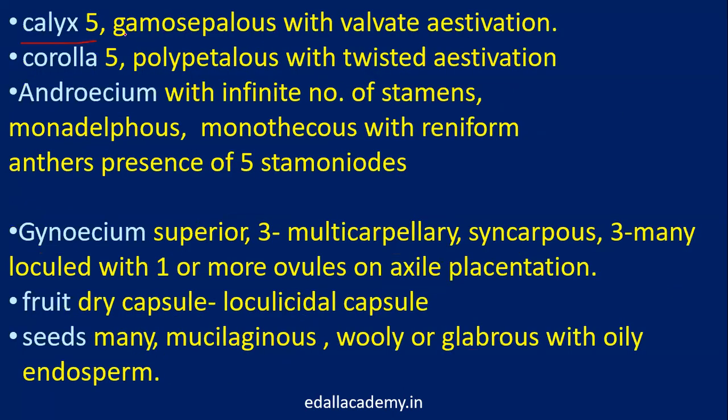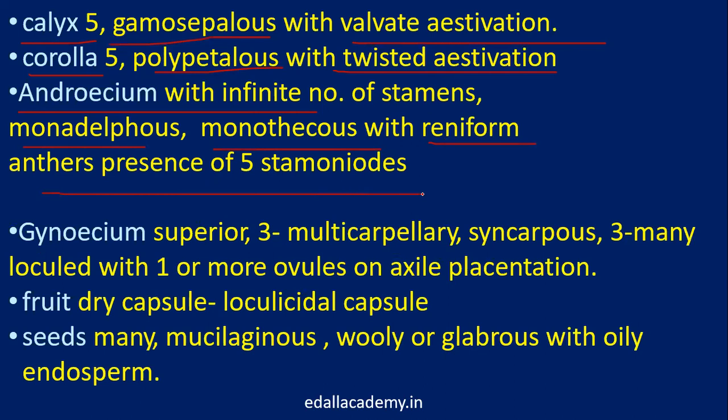Calyx consists of 5 sepals. Sepals are united, so it is called gamosepalous with valvate aestivation. Corolla consists of 5 petals. Petals are free from one another with twisted aestivation. One margin is overlapping with another margin in a regular manner. Androecium with infinite, numerous stamens. Monadelphous, filaments of stamens fused together to form a single bundle. Monothecous, single with a single lobe, kidney shaped, and there are 5 staminodes on the top of the staminal tube.